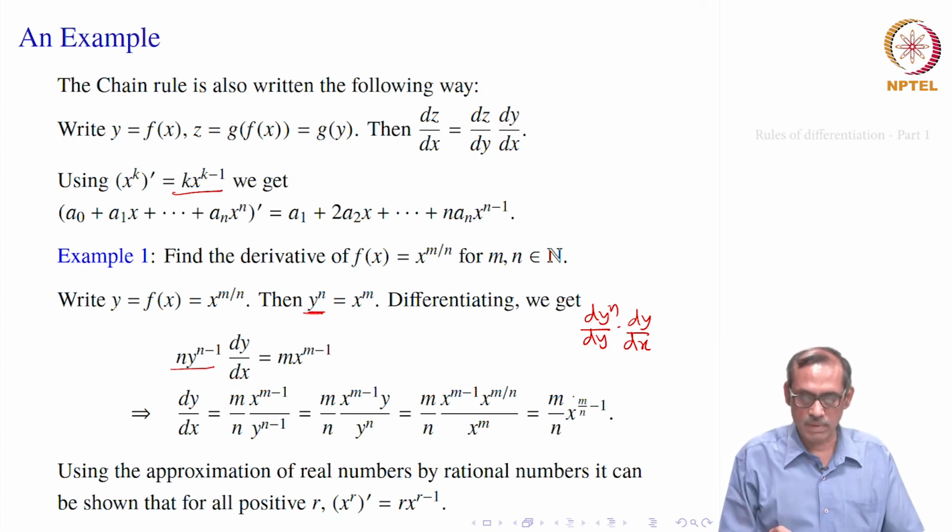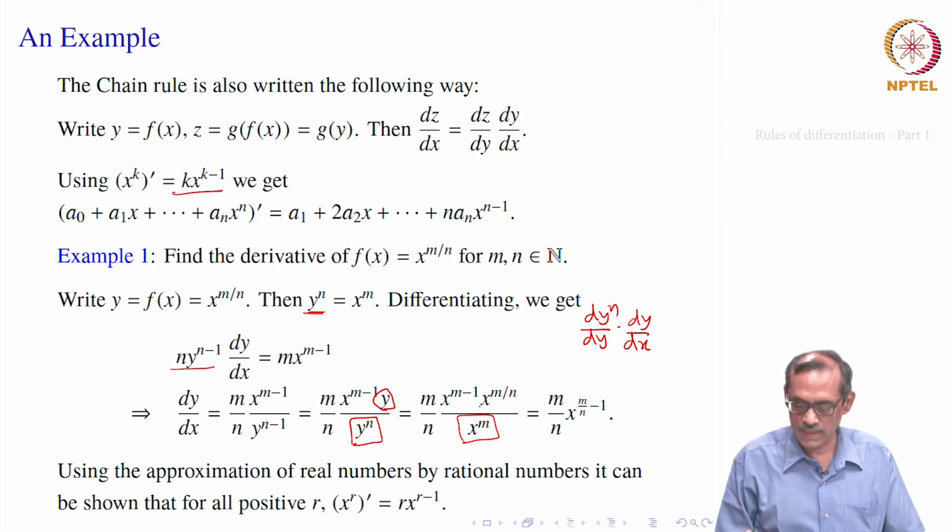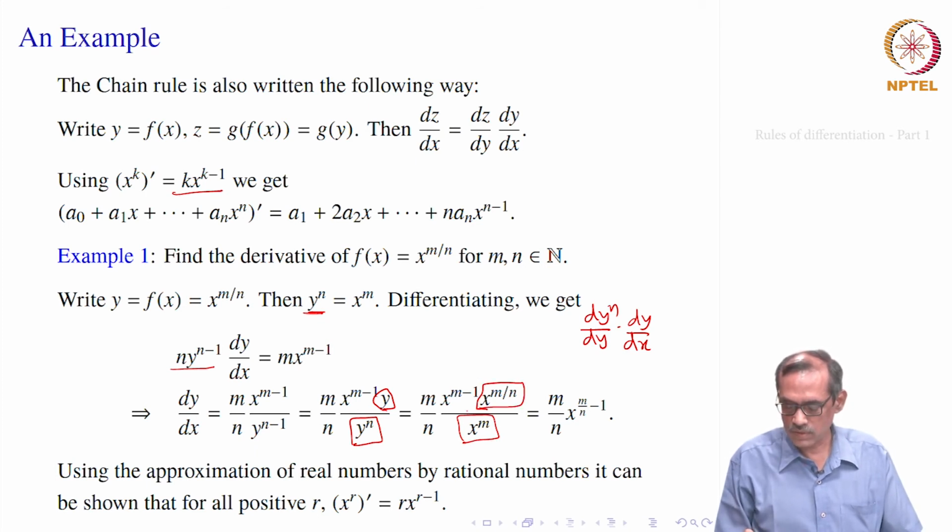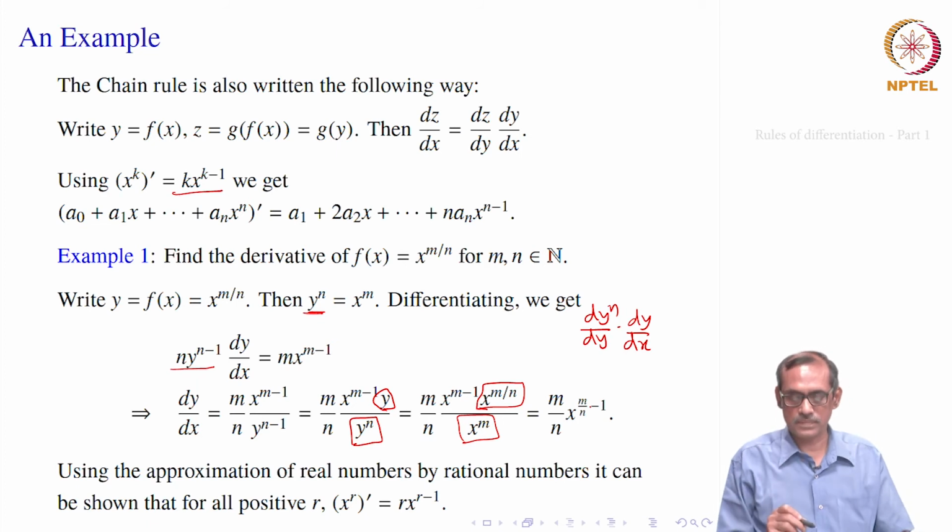So, it is a matter of simplification now. Y to the power n minus 1, we can write y to the power n and y to the power minus 1, which goes to the top. So, y is here. Now, y to the power n is replaced by x to the power m and y is replaced by x to the power m by n. All the other factors remain. So, now we simplify this, m by n remains as it is, and x to the power m, x to the power m cancels. So, x to the power minus 1 remains, that gives x to the power m by n minus 1.